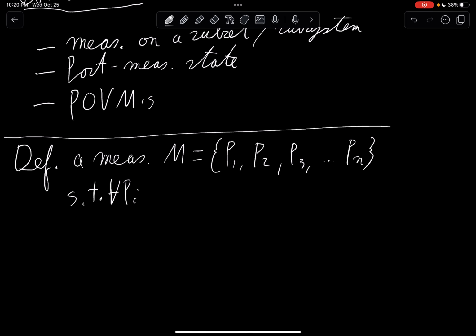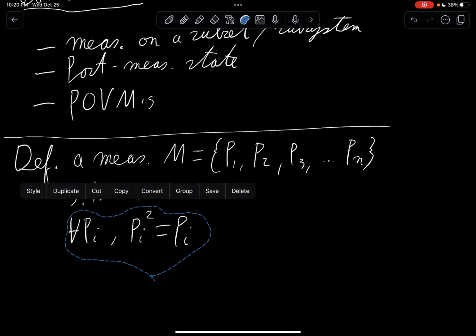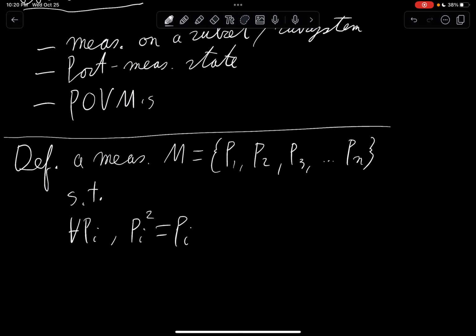We want that all PIs satisfy this property. Let me move this to the bottom. So this is our first condition. For all PIs, if I square them, I get back the original PI, for all of the PIs in my set M.